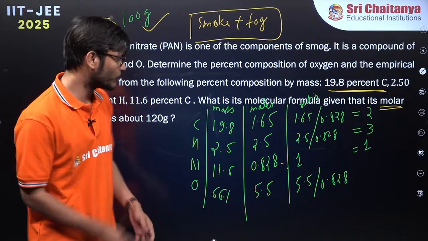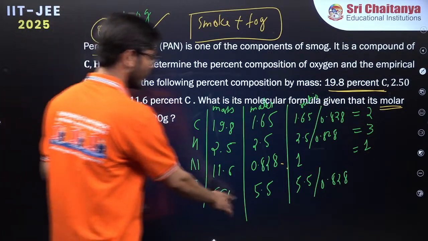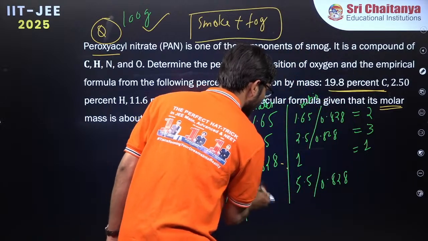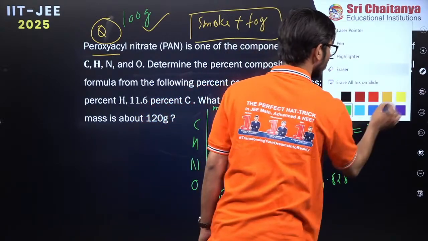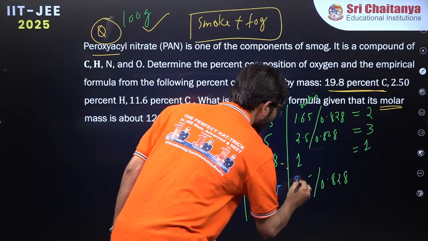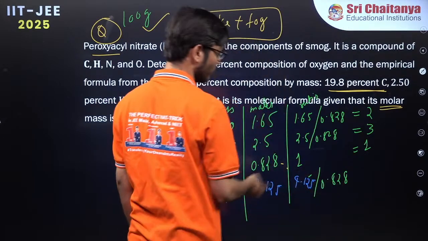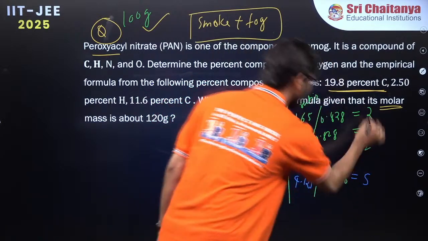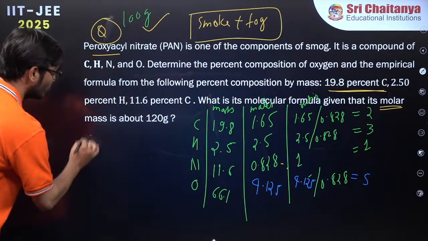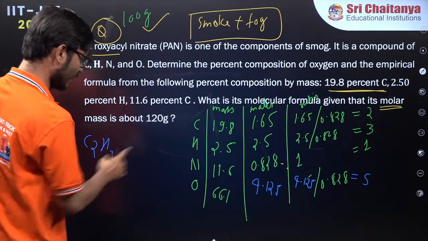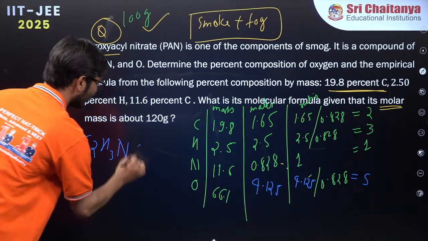66.1 by 16, 4.125. Okay. So by 16, she is saying 4.125. Okay. So this is 4.125. Please do the calculation. So 4.125 divided by 0.828. Yes. So this is 5. So the formula comes out to be C2H3, nitrogen 1 and O5.